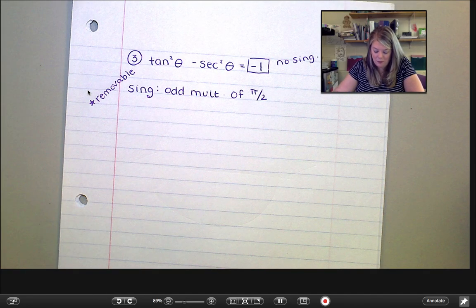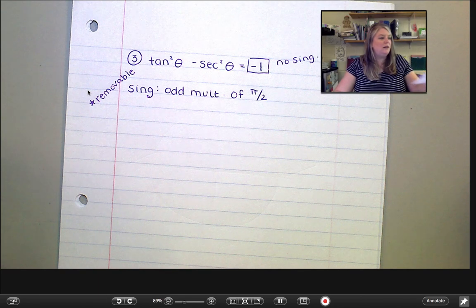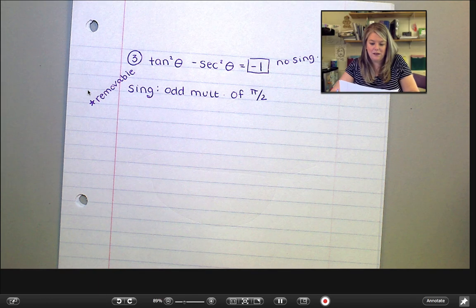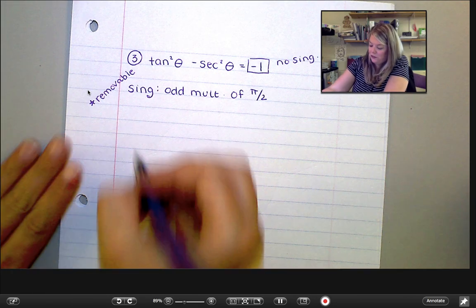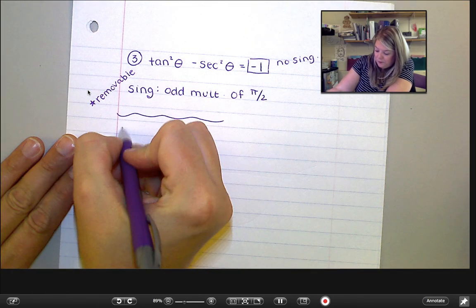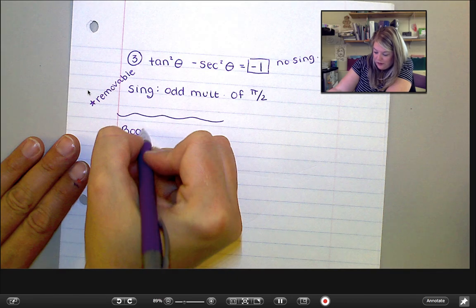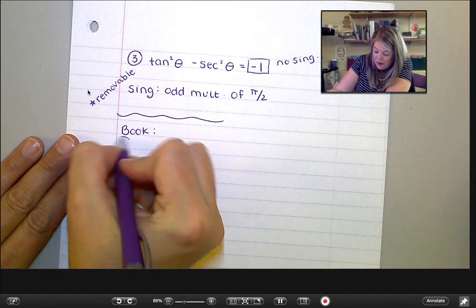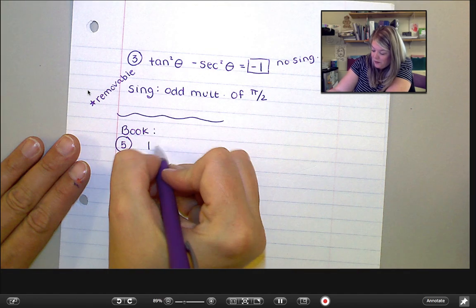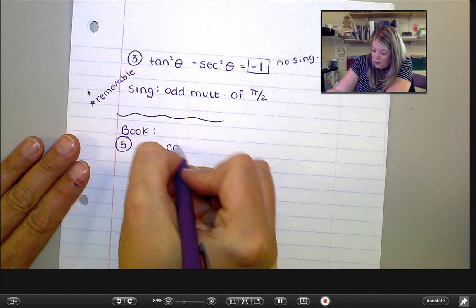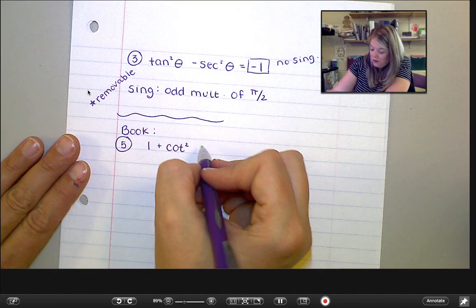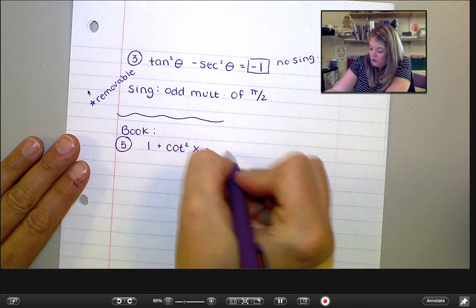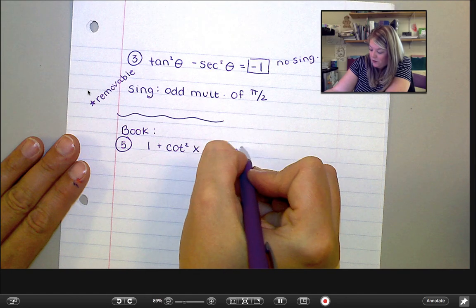I'm trying to skim for maybe one that looks a little bit different. All of those ones look pretty much the same. Let's take a look at numbers. This is actually from the bookwork. And again, you could just jot this down as an example or just follow along if you want. This is bookwork number 5. It asked you to work with this expression: 1 plus cotangent squared of x equals cosecant squared of x.